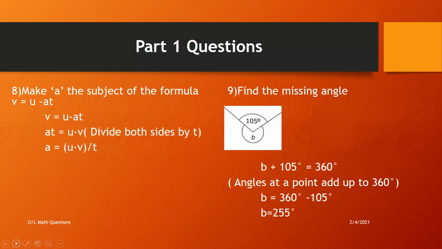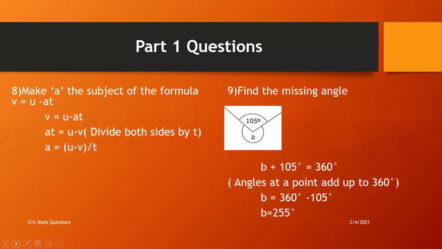Eighth question, make A the subject of the formula V equals U minus AT. Now, when you want to make the subject, you keep that letter in one side and take all the other letters and the numbers to the other side. Now, I'm going to do like that. V equals U minus AT. I have taken minus AT to the first side as positive AT, and V, I have taken it to the second side as minus V.